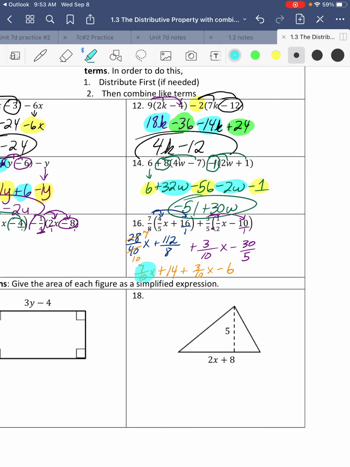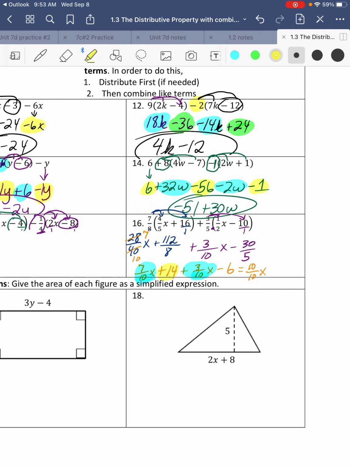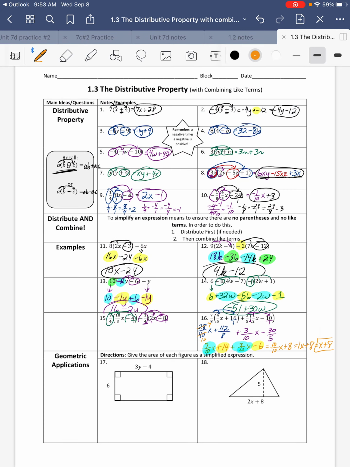Gathering our like terms, we have 7/10 x plus 3/10 x. So adding fractions, you have to have like denominators, so we both have 10s in the denominator. So you add the numerators. So 7 plus 3 is 10. Bring the denominator along. 14 minus 6 is 8. 10 divided by 10 is 1, actually, 1x. And you can drop the 1, since 1 times x is x. So x plus 8 is your final answer.